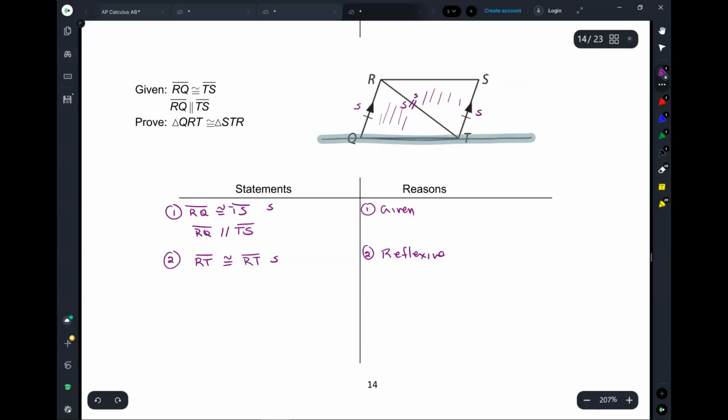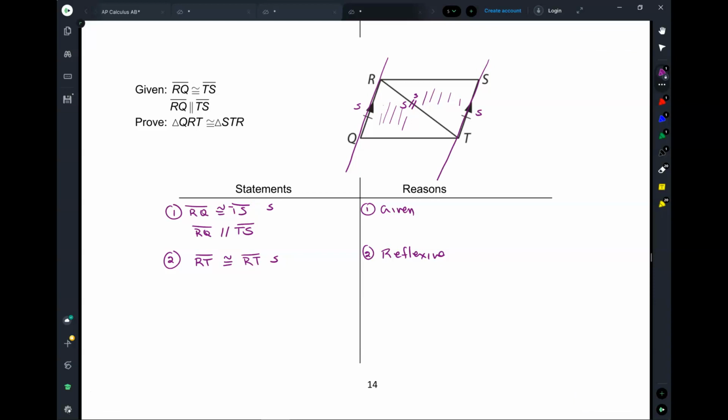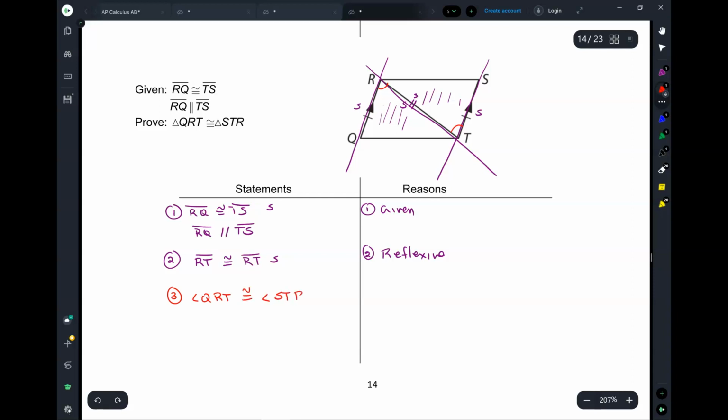Sorry, I wanted to extend the parallel lines. I was still stuck on what Elijah was saying. So let me extend those two parallel lines and the transversal, right? So what do we know about these two angles? Alternate interior angles. So I can say angle QRT is congruent to angle STR, alternate interior angles theorem.